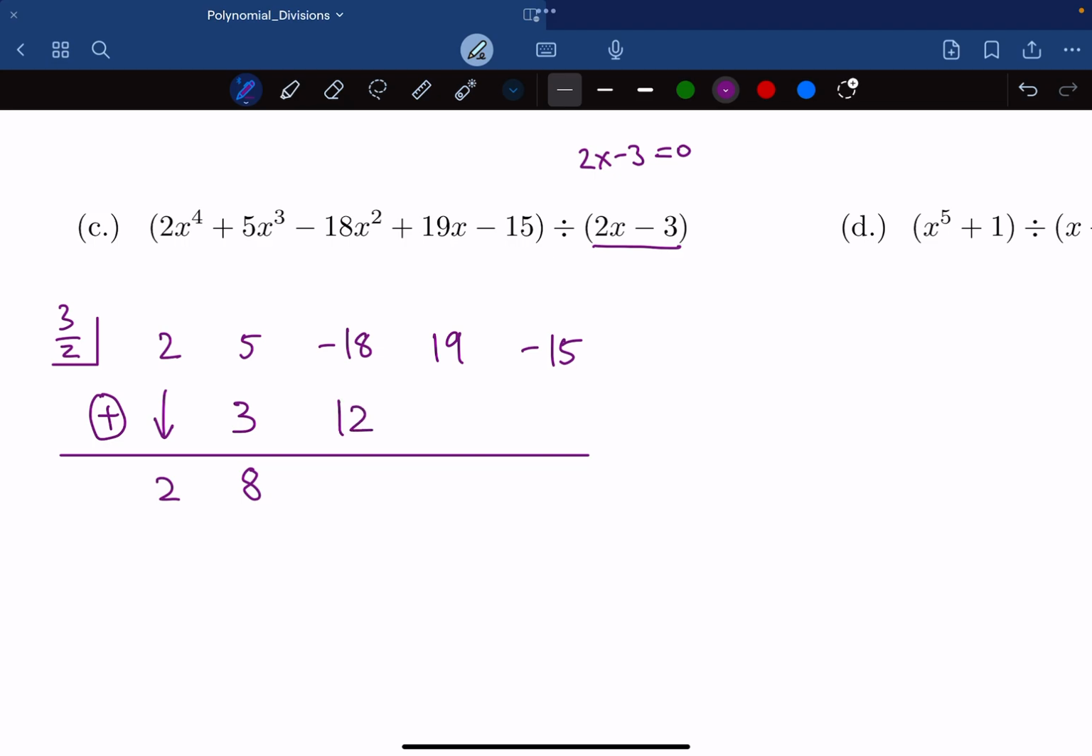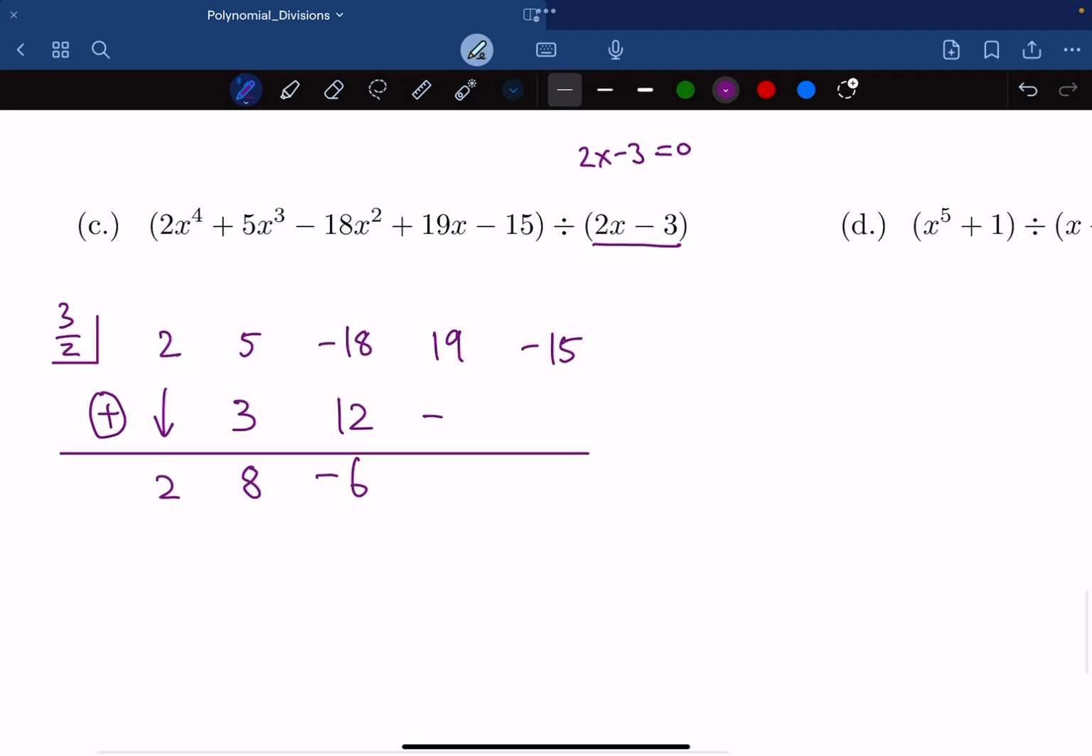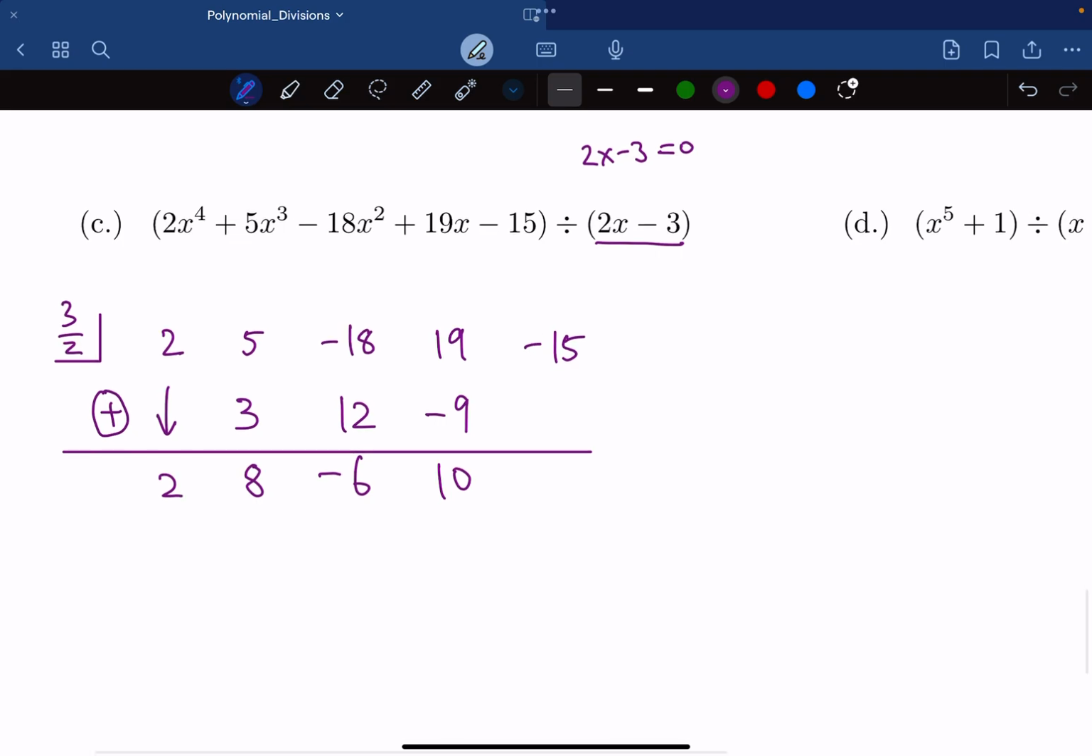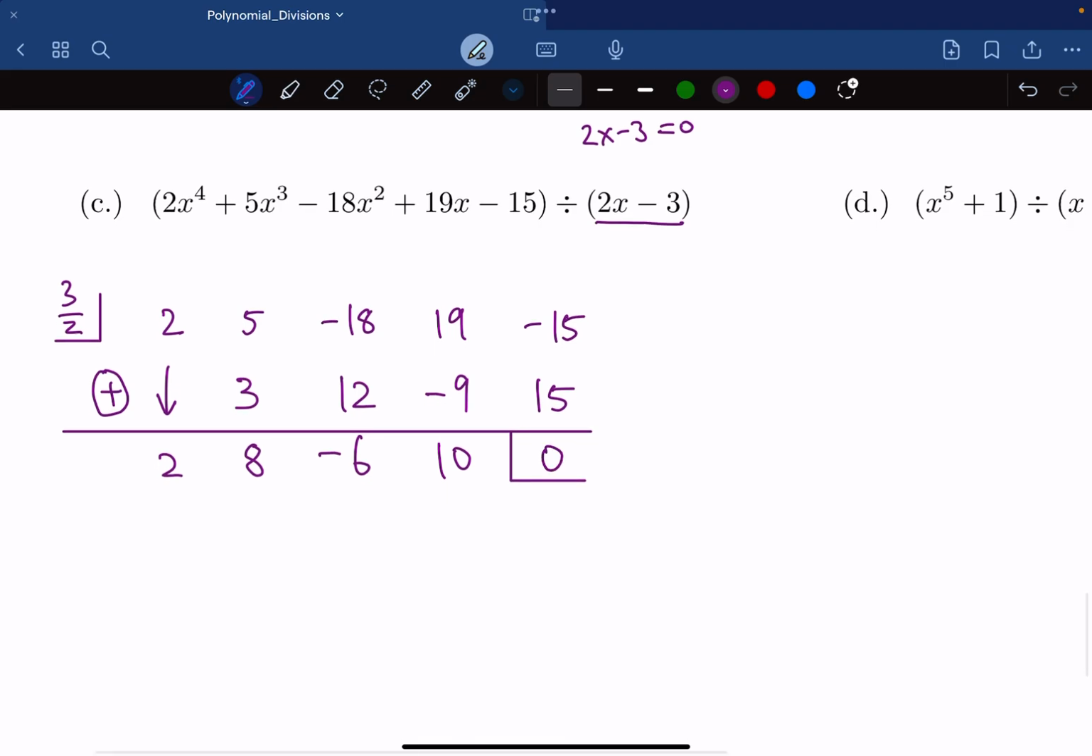Negative 18 plus 12 is negative 6. Negative 6 divided by 2 is negative 3, times positive 3 is negative 9. 19 plus negative 9 is 10. 10 divided by 2 is 5. 5 times 3 is 15. And negative 15 plus positive 15 is equal to 0. So that is my remainder.